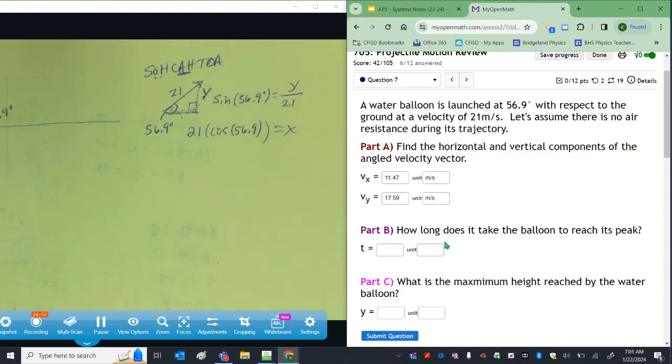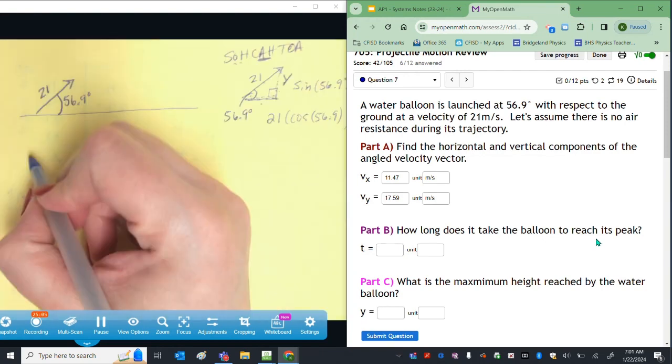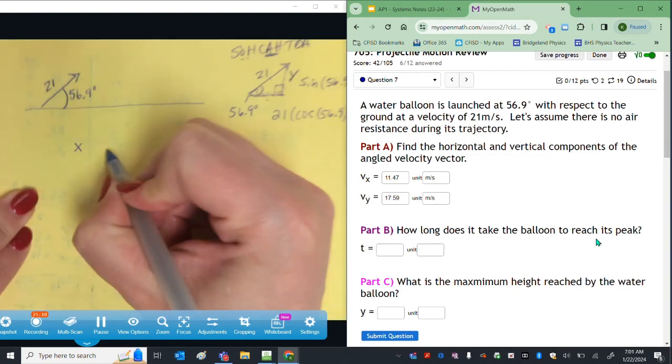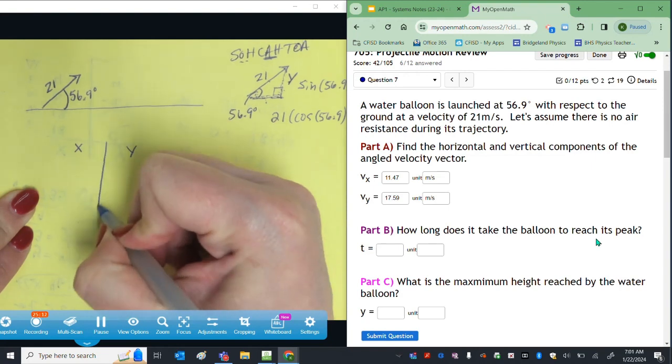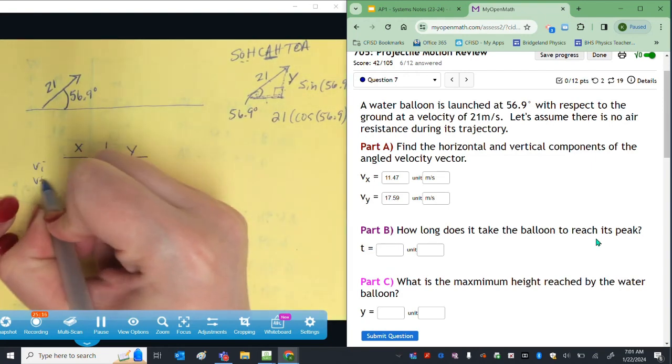Okay, part B, how long does it take the balloon to reach its peak? So now we're actually doing a calculation. I know that we found those components, but we want to go ahead and put them in the table. We can't do our calculations, or at least you shouldn't be trying to, without labeling everything that you've been given. So I'm going to make a T-chart: VI, VF, A, T, delta X.